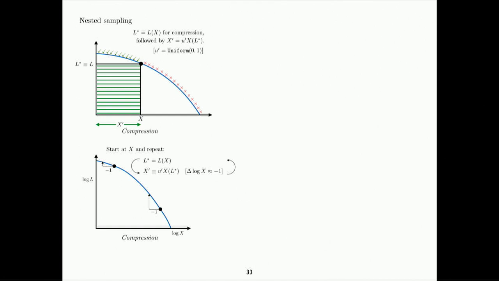So this is the compression loop. Start here, start an iterate here at X with its likelihood L. Set a limit L star, the top, which is just L of X, and then shrink down by a uniform random number. And I mentioned last time that the logarithm of the volume decreases by about 1 power of e on average per step. So it's very simple and straightforward. And that's compression.